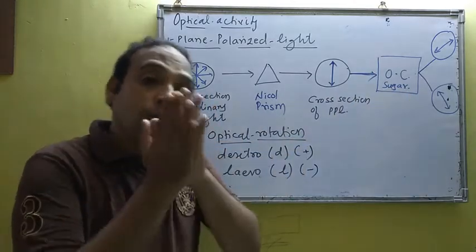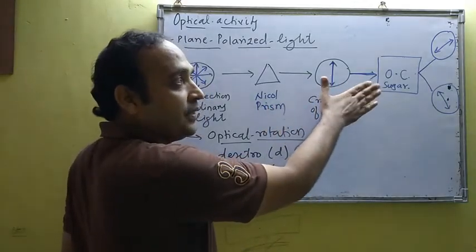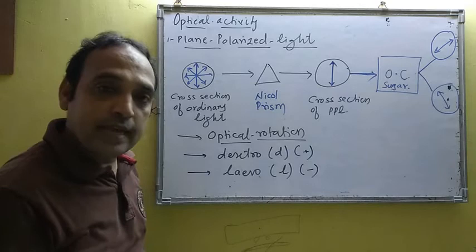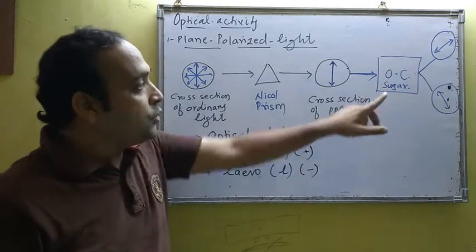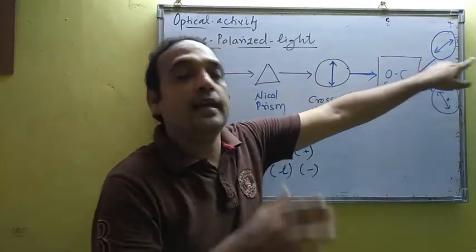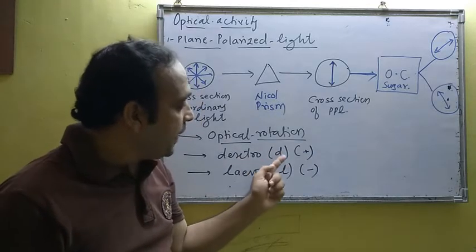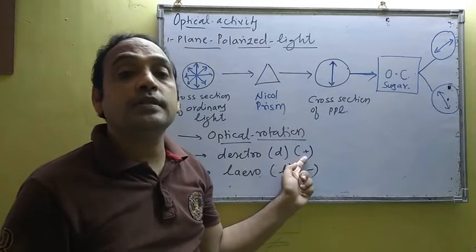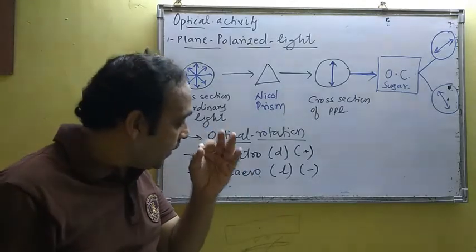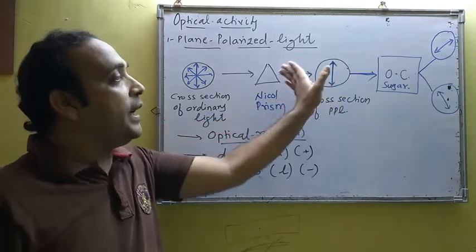The compound which rotates the plane of plane polarized light in clockwise direction, right hand side, such compounds are called dextrorotatory compounds. What is dextrorotatory compound? The compound which rotates the plane of plane polarized light in clockwise direction, right hand side, is called dextrorotatory, and it is represented by symbol small d or plus sign. Now what is laevorotatory? L-A-E-V-O, the compound which rotates the plane of plane polarized light in anti-clockwise direction.